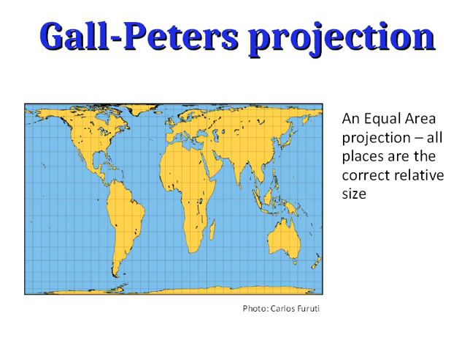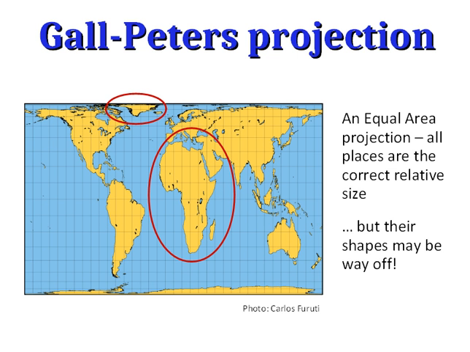So one projection that was proposed as an alternative was what's called the Gall Peters projection. The Gall Peters projection is an equal area projection, which means that the sizes of areas on the map are correct relative to each other. So if you look at Greenland and Africa, you can see that Greenland on the Gall Peters projection is about 1/6 the size of Africa. However, the shapes of these areas are quite distorted.